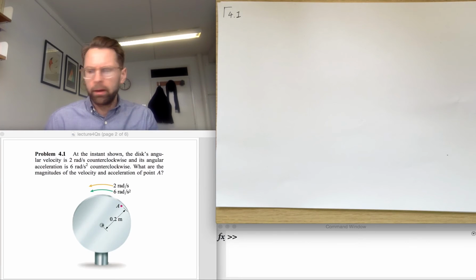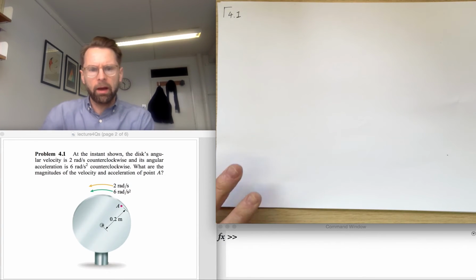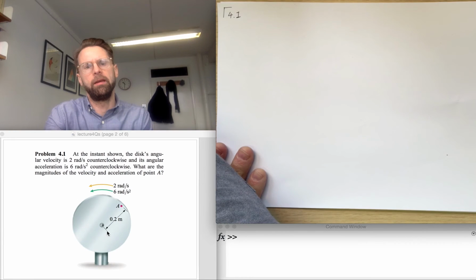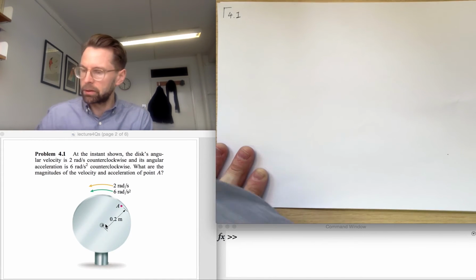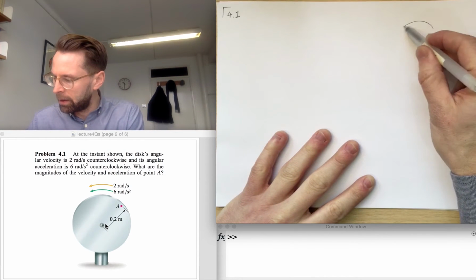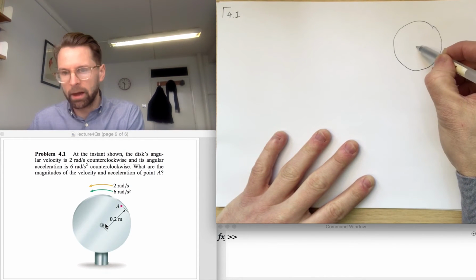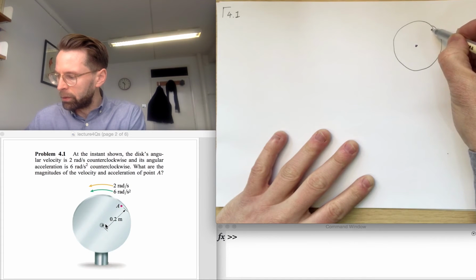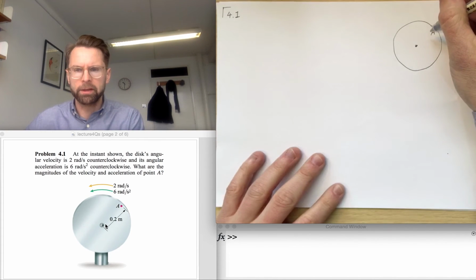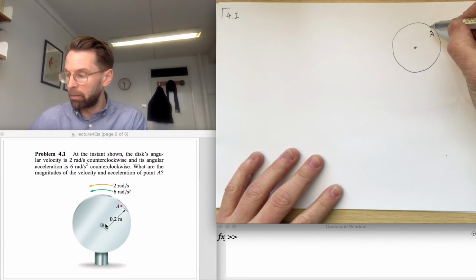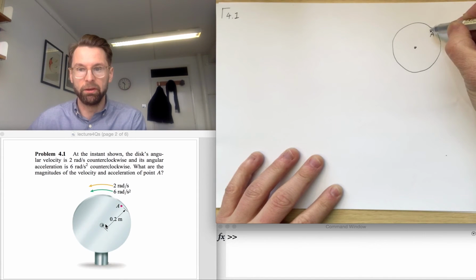Question 4.1 is interested in us calculating the magnitudes of velocity and acceleration at this point A. And this is a disk that's in a fixed axis rotation about this point here. So I'll just make a quick sketch of that. Okay, there's the fixed axis in the middle, and it wants us to find the magnitude of velocity and the magnitude of acceleration.